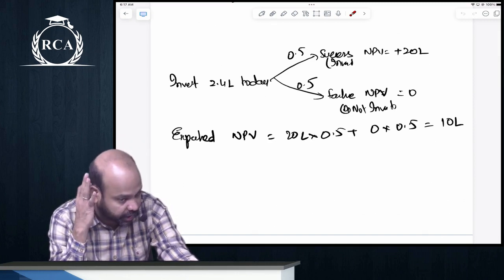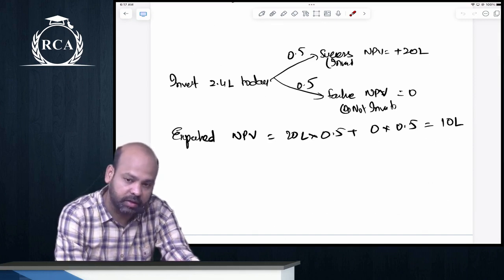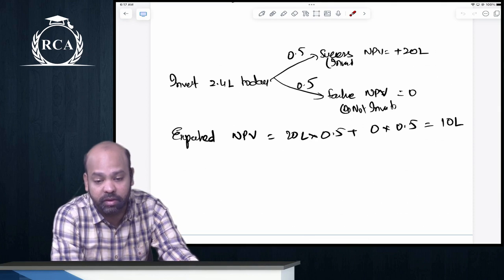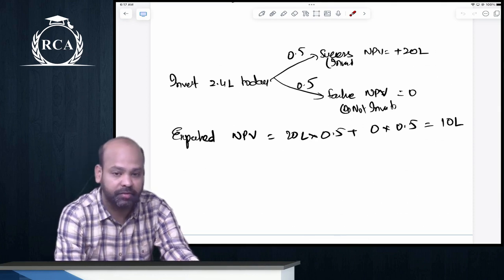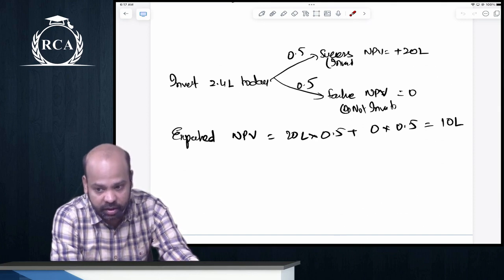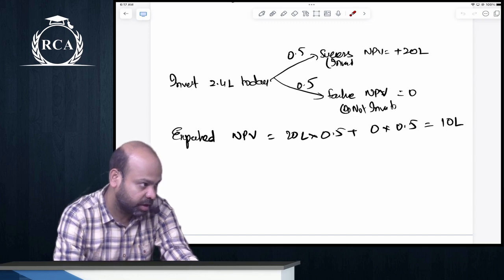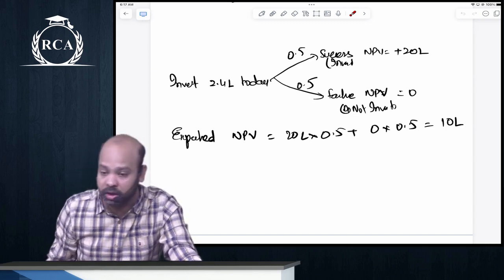Under conventional techniques, risk adjusted discounting rate, and the other one, beta, was certainty equivalent approach. And then finally, beta, under other techniques we did sensitivity analysis, simulation, scenario analysis, and decision tree analysis. All of this, beta, was under other techniques.